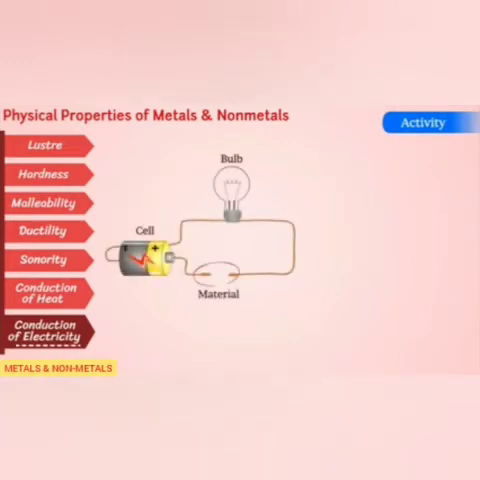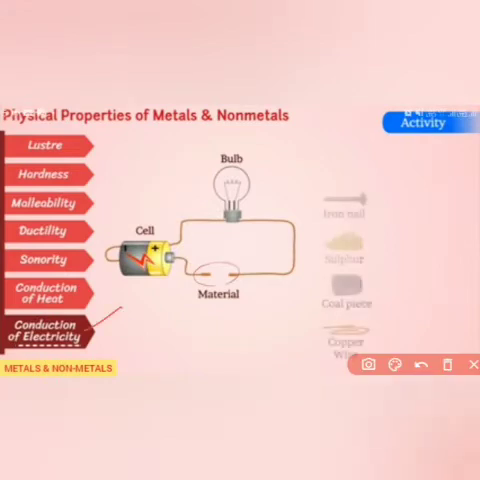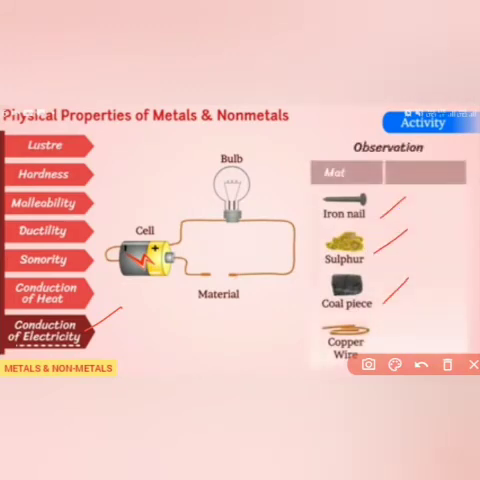Another is how metals conduct electricity. Students, let us perform an activity to understand this other property, that is conduction of electricity. If we take some objects like iron nails, sulfur, coal pieces and copper wire, what we will find? If we place an iron nail, then we will find that the bulb will glow.